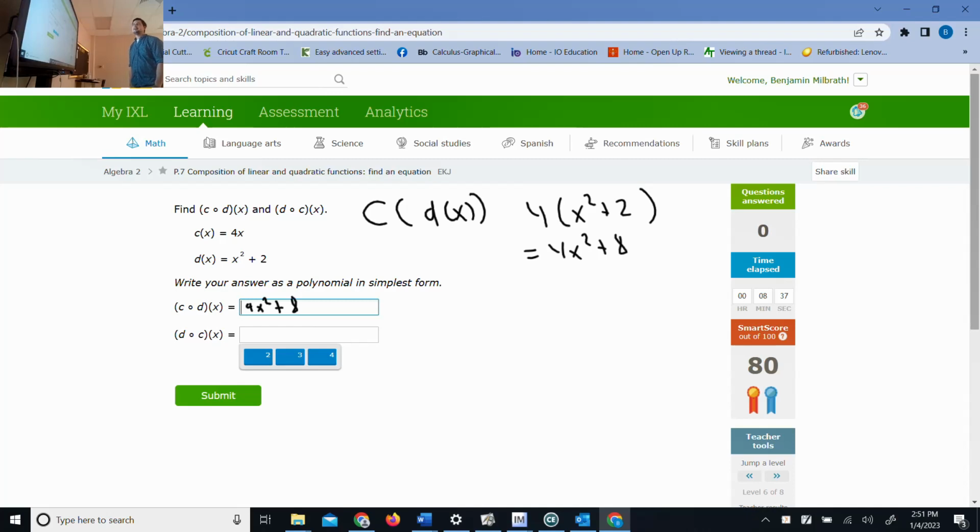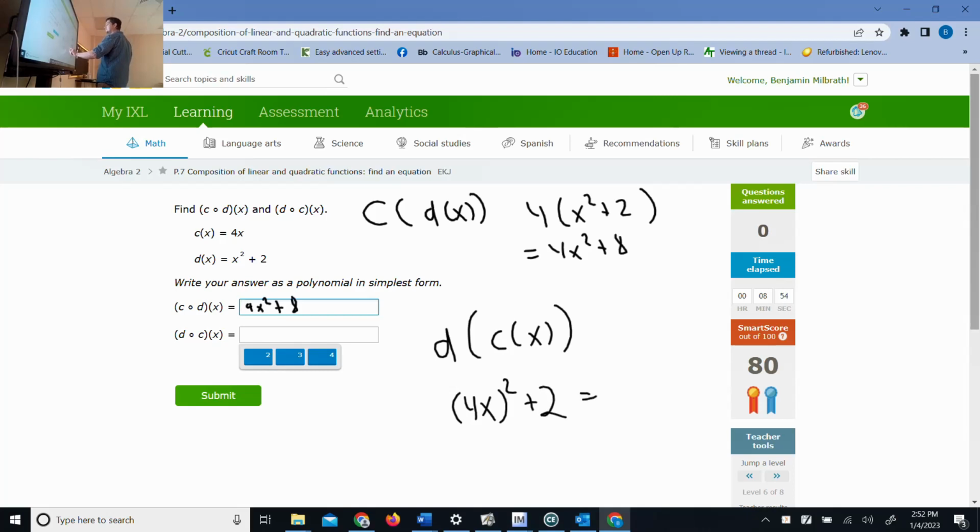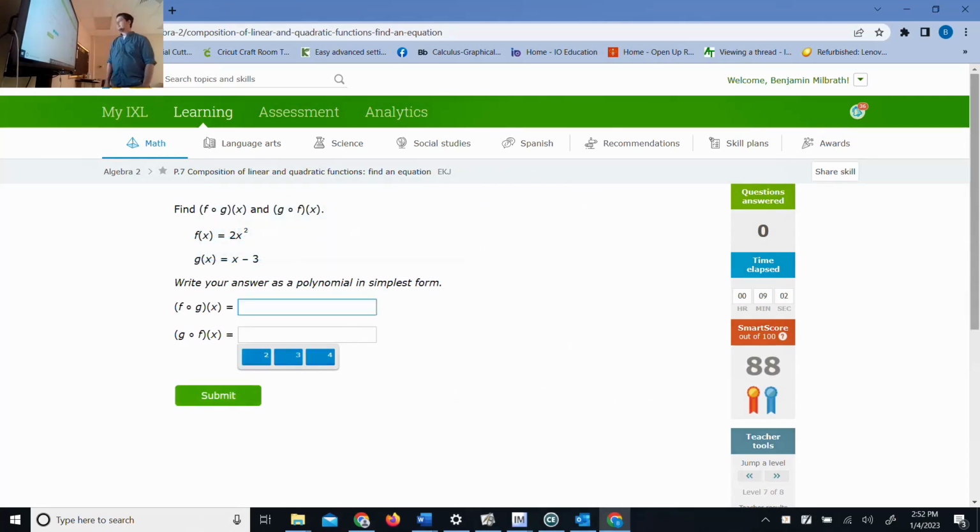Next thing they want you to find is d of c of x. They're different because it's a different composition. And it's going to be harder. It starts off with an x squared, so I take my 4x and I square it, then I add 2. And it's going to be 16x squared plus 2. So my kids are definitely going to have to take this to at least an 80 because I want them to be seeing these double compositions where you work back and forth.